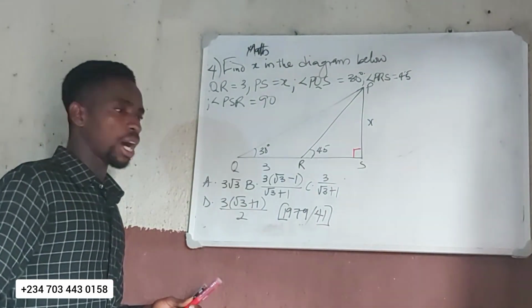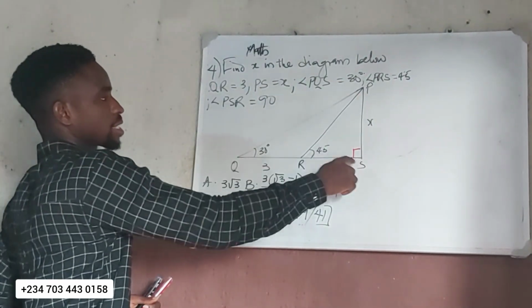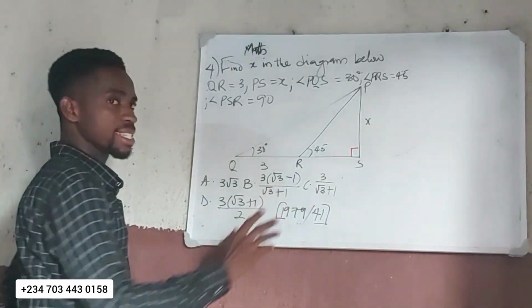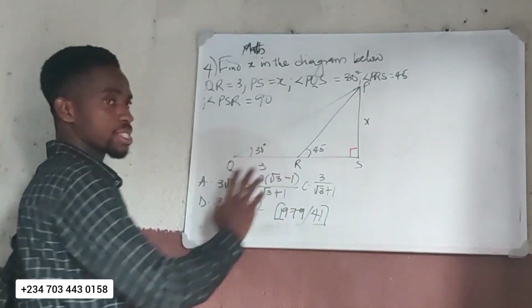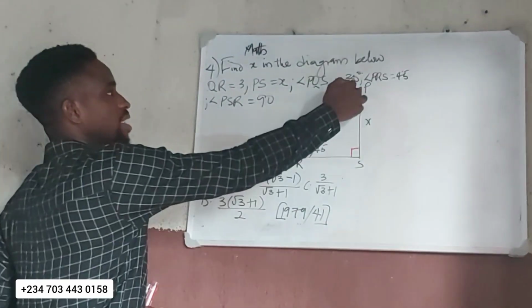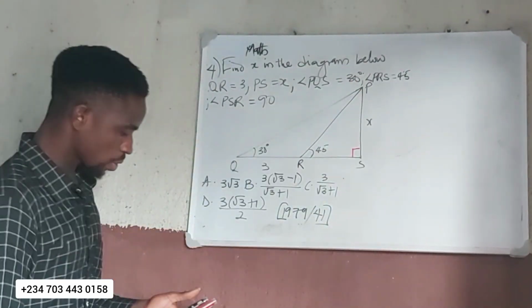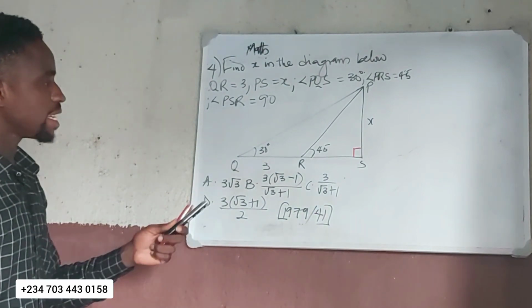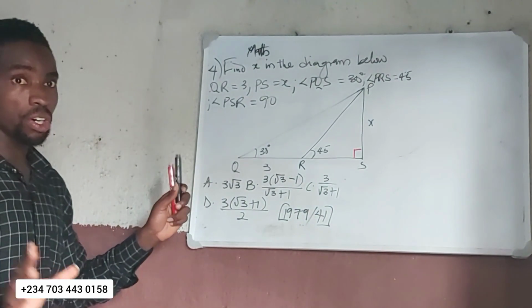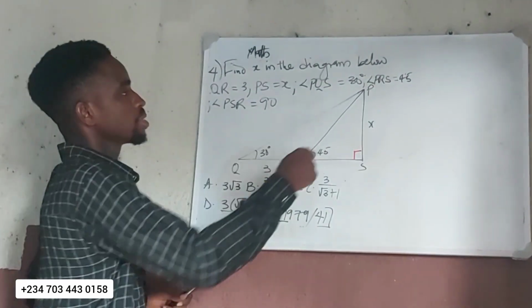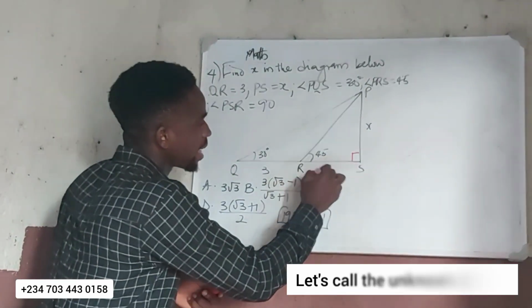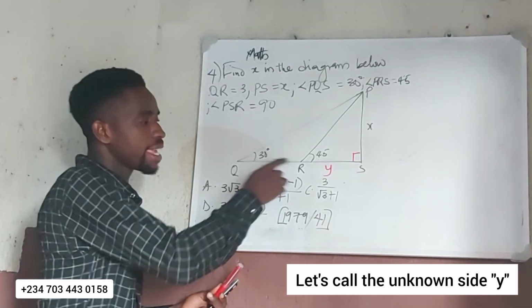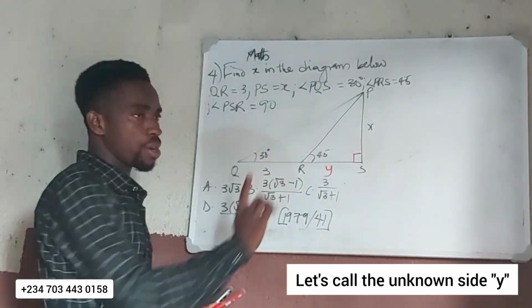Okay, how do we do that? This first triangle QPS is right angled, and the other triangle RPS is equally right angled, and the common side is side x. So to find this side x, let's first of all state that this unknown side, if I call it y, x and y will be equal.